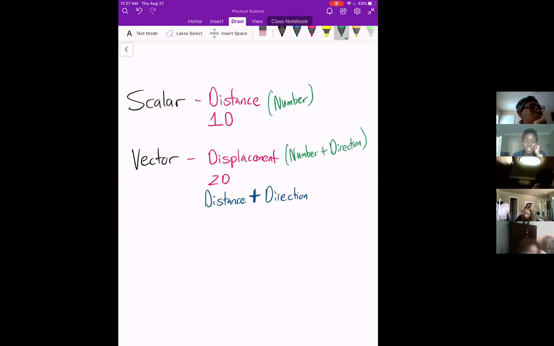So with a vector, you have direction. Scalar, no direction. That's really the big difference, okay? If you have a vector, it is also telling you a direction. This is the key right here. Vectors give you the direction. Scalars do not. Scalars are just numbers. So direction is the big difference. Everybody got that down?